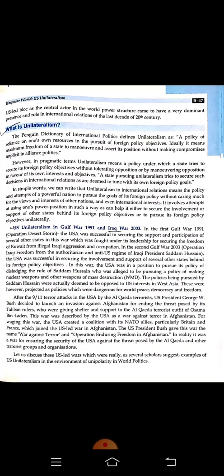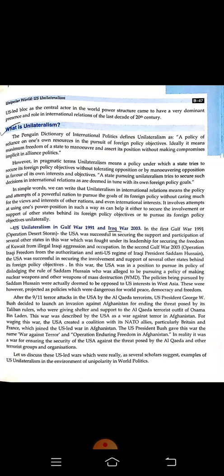For waging this war, the USA created a coalition with its NATO allies, particularly Britain and France, which joined the US-led war in Afghanistan. President Bush gave this war the name War Against Terror, Operation Enduring Freedom in Afghanistan. In reality, it was a war to ensure the security of the USA against the threat posed by Al Qaeda and other terror groups and organizations.